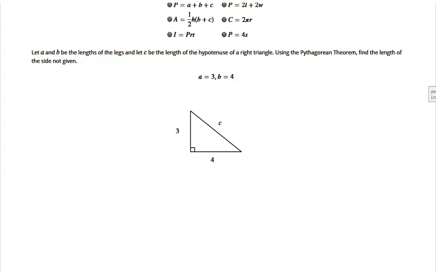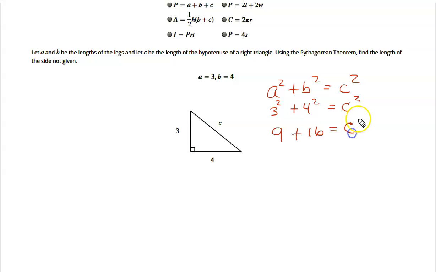And for our last one, we did one like this already, where we used the Pythagorean theorem, a squared plus b squared equals c squared. Well, a squared is 3 squared. Let's put it this way. This is 9 plus 16 equals c squared. This is 25 equals c squared. Take the square root of both sides, and we get c equals 5. And this is that famous 3, 4, 5 right triangle.